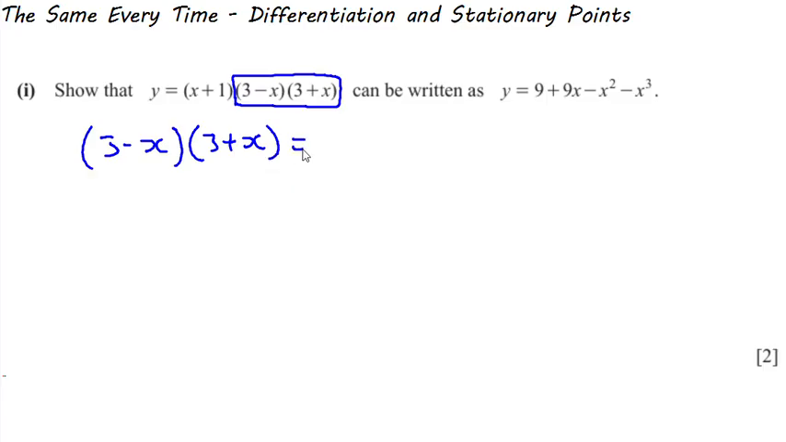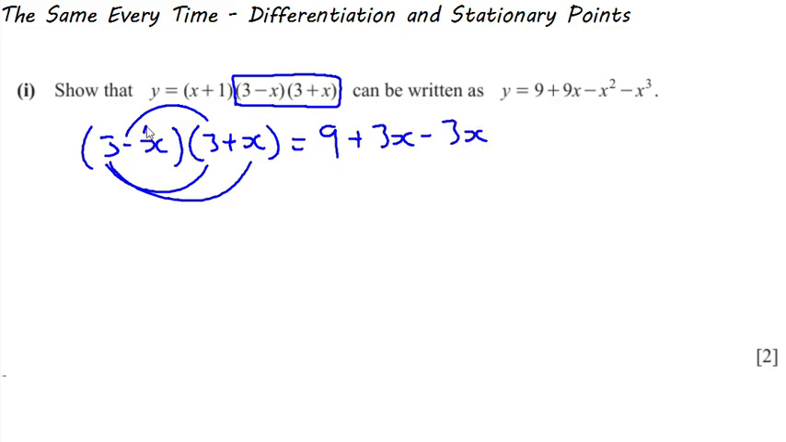So 3 minus x times 3 plus x. Everything in the first bracket multiplied by everything in the second bracket. 3 times x, 3x. What's next? Negative x times 3, negative 3x. And then negative x times positive x. Negative 1 times positive 1, negative 1, x times x, x squared.